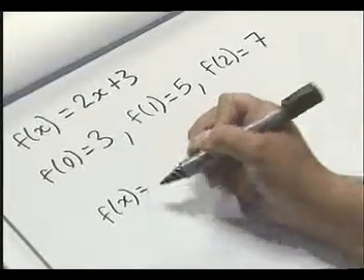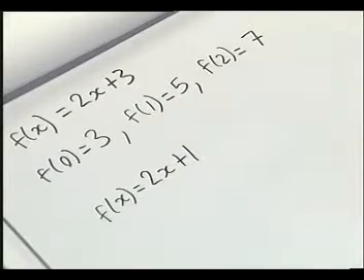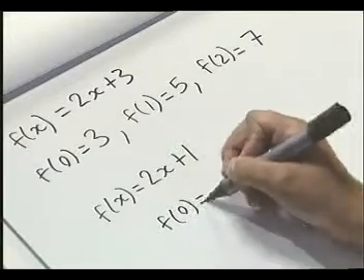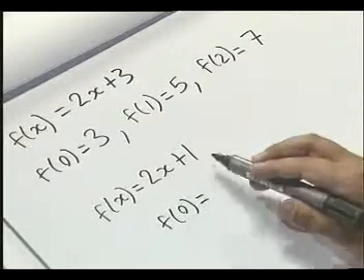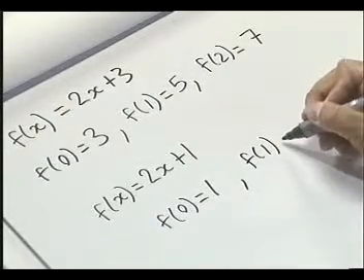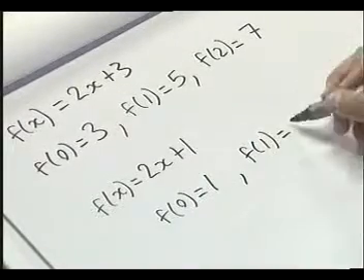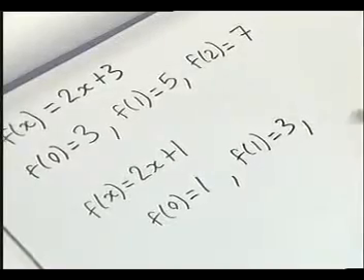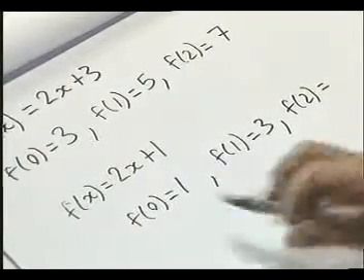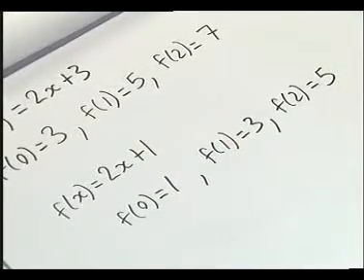Okay, next function I'll look at is f of x equals 2x plus 1. For this function, we get f of 0 is equal to 2 times 0, which is 0, plus 1, which gives me 1. F of 1 gives me 2 times 1, which is 2, plus 1, which gives me 3. And f of 2 gives me 2 times 2, which is 4, plus 1, which gives me 5.